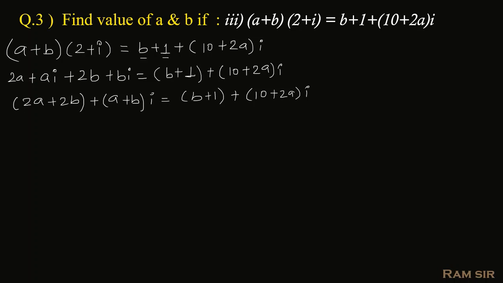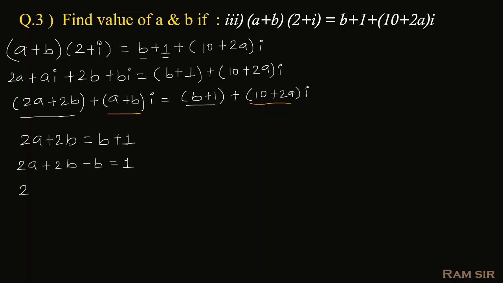Left में आप check करेंगे तो we have a complex number, and right hand side also we have a complex number. So compare real part with real part and imaginary part with imaginary part. So that gives you 2a plus 2b is equal to b plus 1. Now simplify this. Shift all the variables on the left hand side gives you 2a plus 2b minus b is equal to 1. So when we simplify, we get 2a plus b is equal to 1.